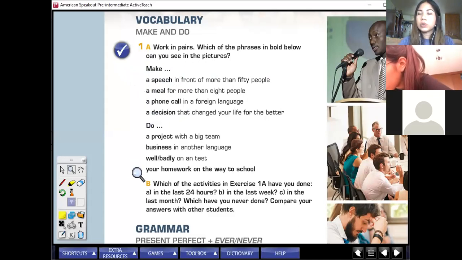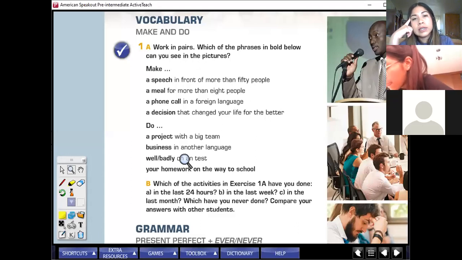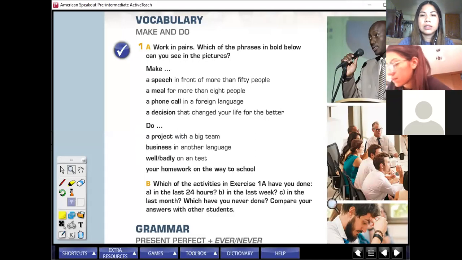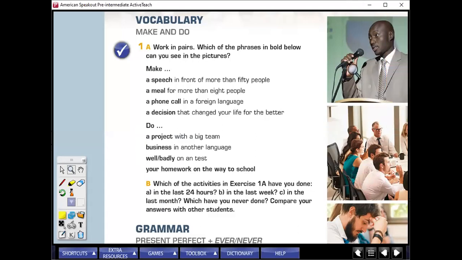And when we use do, it's more for mental work. When your mind is working, when there is a process that you cannot see. Sometimes that is with do, okay? So let's read the vocabulary that you have here with make and do.